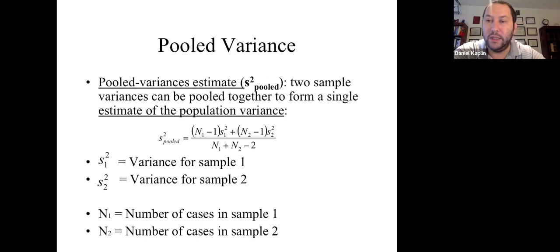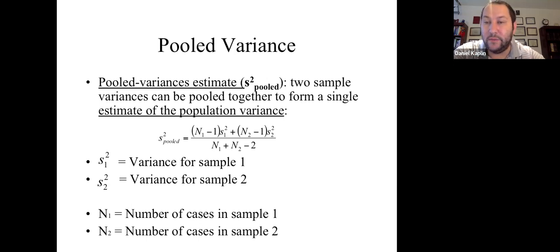Now, I want you to take a close look at this formula, pooled variance, you're going to have N1 minus 1. N1 means the sample size or the number of participants in group 1 minus 1. And then we multiply it against the variance for sample 1. Now, you'll see anytime you have numbers or letters next to one another, you multiply across.